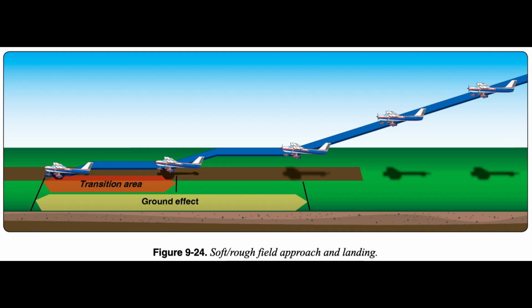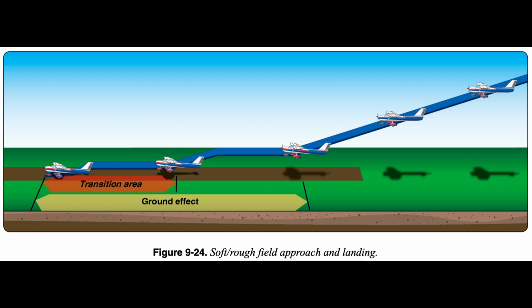Touchdown on a soft or rough field is made at the lowest possible airspeed with the airplane in a nose-high pitch attitude. In nose-wheel type airplanes, after the main wheels touch the surface, the pilot should hold sufficient back elevator pressure to keep the nose wheel off the surface. Using back elevator pressure and engine power, the pilot can control the rate at which the weight of the airplane is transferred from the wings to the wheels.